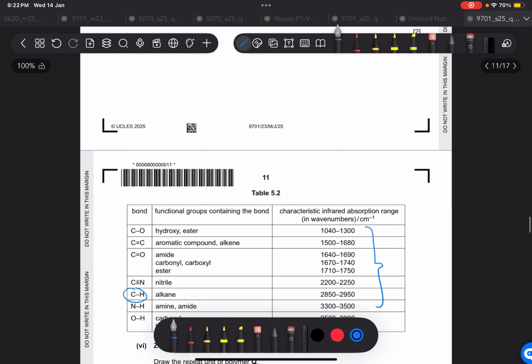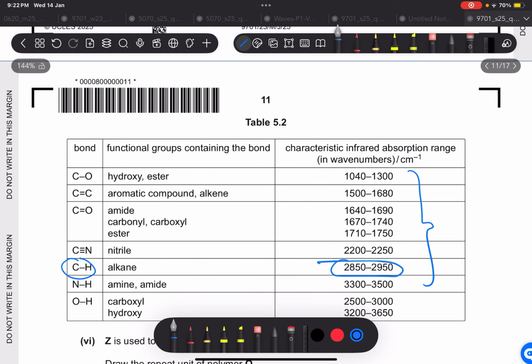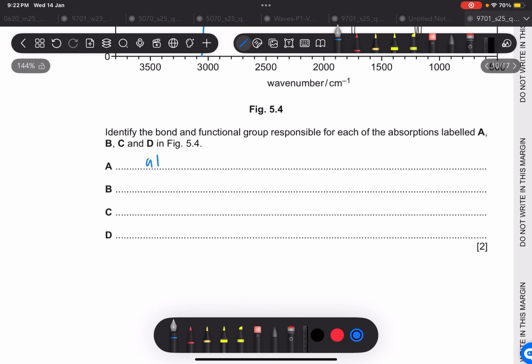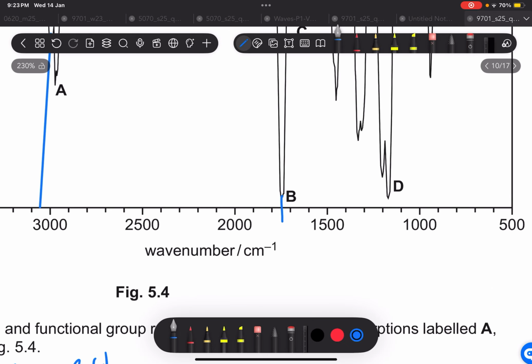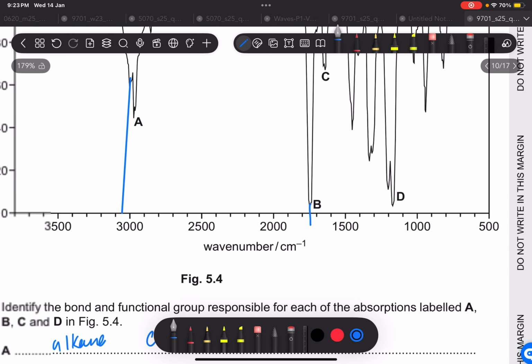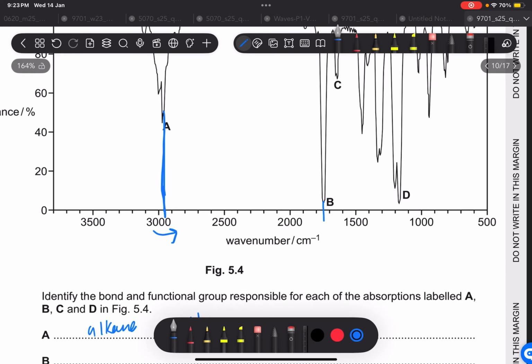Let's see, what are we talking about in A. It is before 2000, so it's gonna be an alkane. So since it's before 2000, it's gonna be an alkane. The next one, which is CH, B. B is somewhere here. A is somewhere here. Sorry, I just marked the wrong position. A is somewhere here. That's before 3000. B is somewhere here between 1500 and 2000.